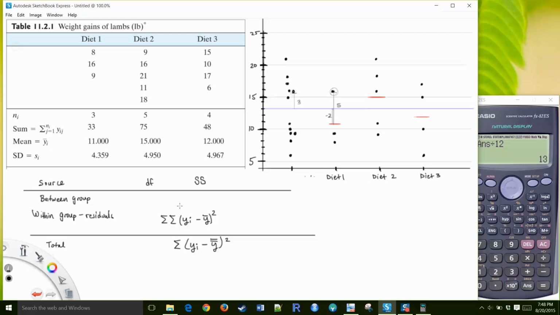So I can just say I'm going to multiply it by how many points were in the group. Just because all 3 points in diet 1 will have the same -2 distance. So I can just take this thing, -2 squared, 4, and multiply it by 3. I don't have to individually figure each one out, okay? And then I'm going to do it for all groups.